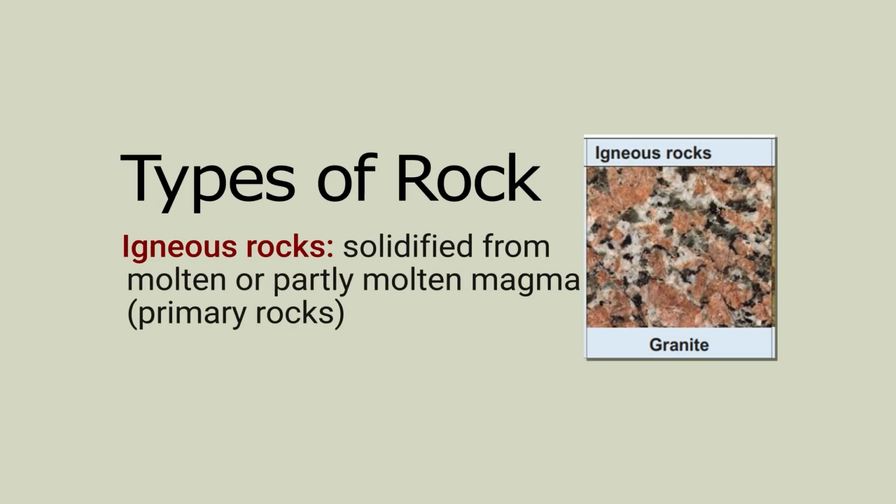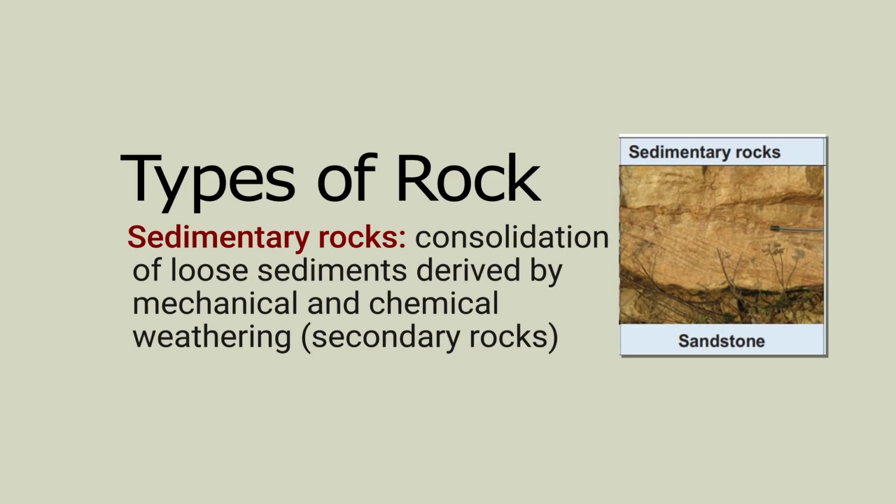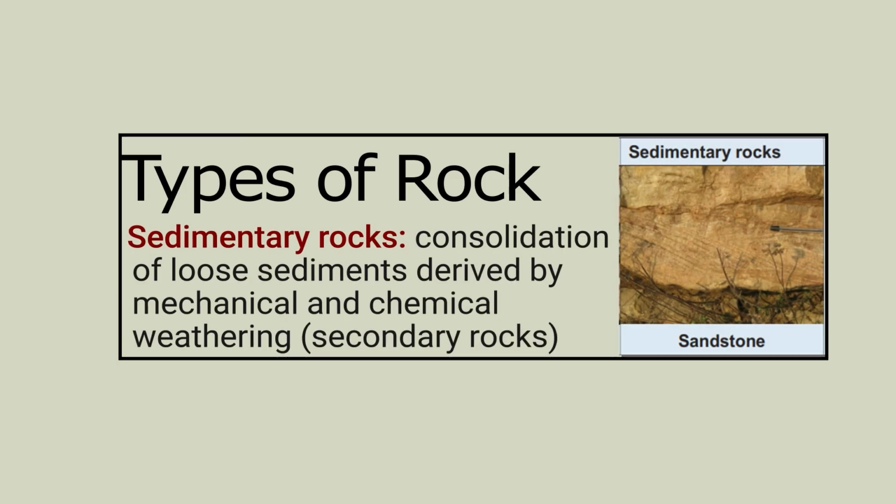Now broadly, you are all familiar, there are three kinds of rocks. One is an igneous rock, which is made from a molten or partly molten magma. They are also called primary rocks. Sedimentary rocks are also called secondary rocks. They are made from pre-existing rocks. They may be igneous rocks, sedimentary rocks or metamorphic rocks.